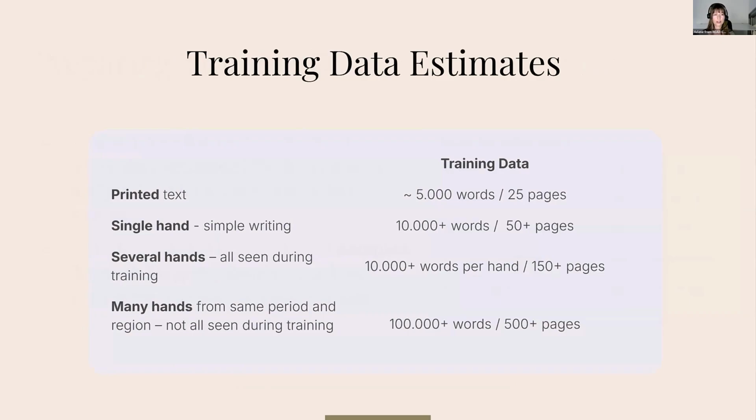So for training data estimates, again, it depends a bit on how many different scripts or hands you have. If you have one single hand with simple writing, it's enough if you start out with around 50 pages of training data of ground truth. If you have several hands and include them all in the training, around 150 pages. If you have many hands from the same region, but they're not all seen during training, we do recommend even more pages. So this is some reference that you can look at.